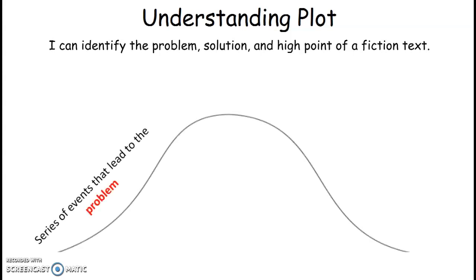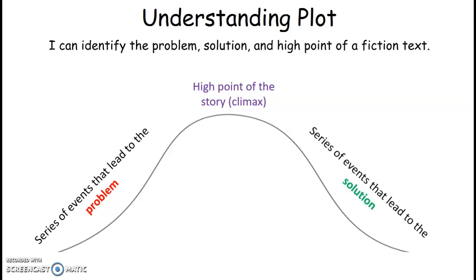We know that most fiction texts have a series of events that lead to the main problem of the story. Then there's the high point of the story, sometimes called the climax. It's the most exciting part of the story. And then a series of events that lead to the solution and how the problem ends up getting solved.